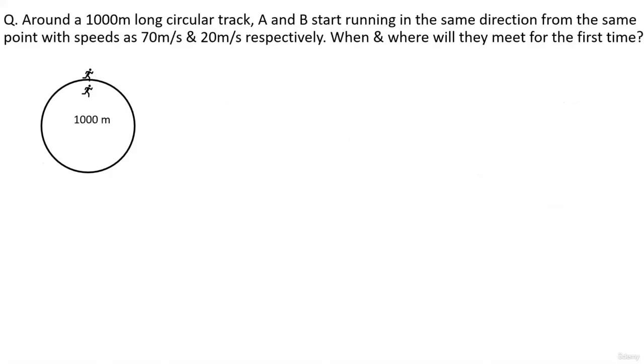On a 1,000 meter long circular track, A and B start running in the same direction from the same point with speeds of 70 meters per second and 20 meters per second respectively. When and where will they meet for the first time?